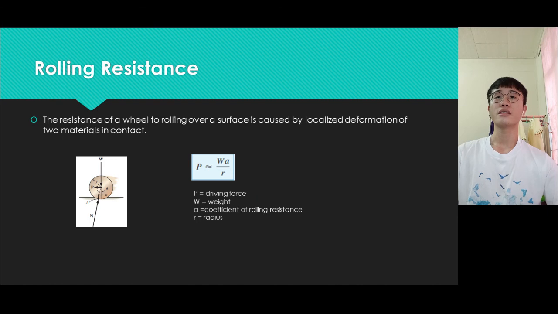Rolling resistance. The resistance of a wheel to rolling over a surface is caused by localized deformation of the two materials in contact. The formula given here is for us to solve problems related to rolling resistance. P is the driving force, W is the weight of the roller, A is the coefficient of rolling resistance, and R is the radius of the roller.